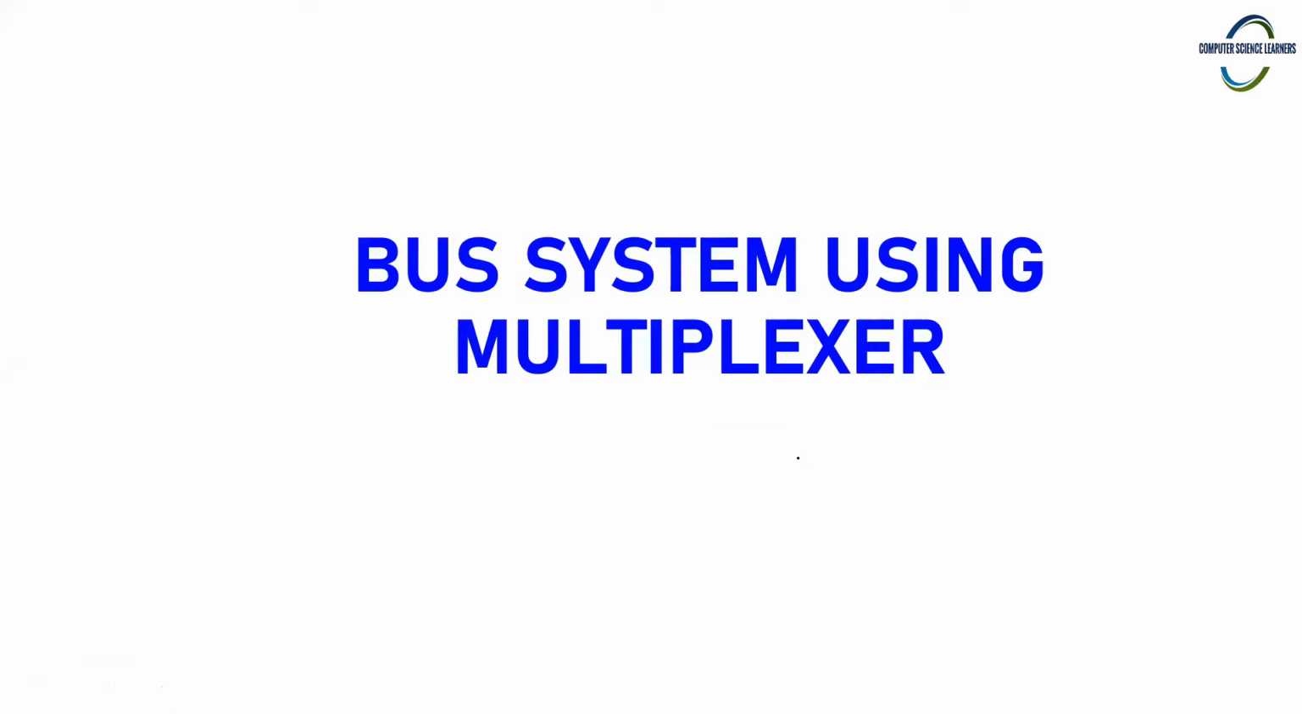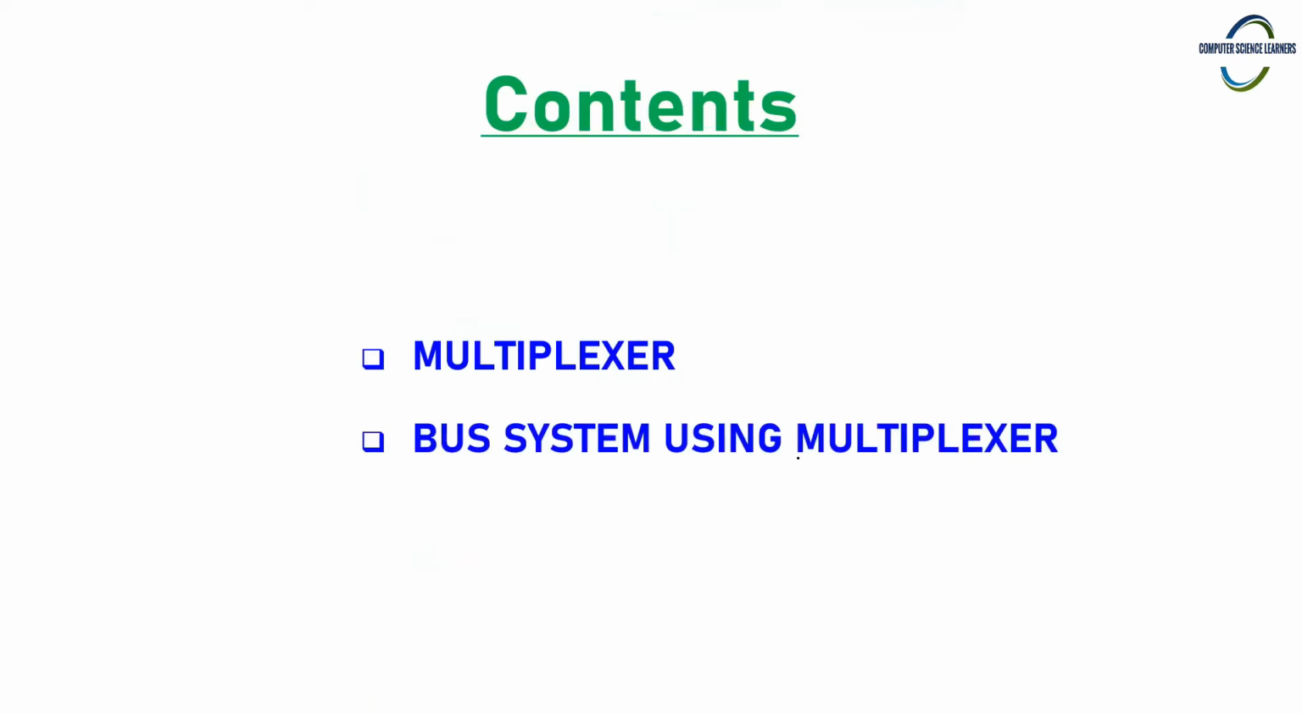There are two ways in which we can design this common bus system. One is through multiplexer and the other one is through tri-state buffer. In the next lecture we will see the bus system using tri-state buffer. So this is going to be the content. We'll start with the multiplexer, and then we'll see how we can create common bus system using these multiplexers.